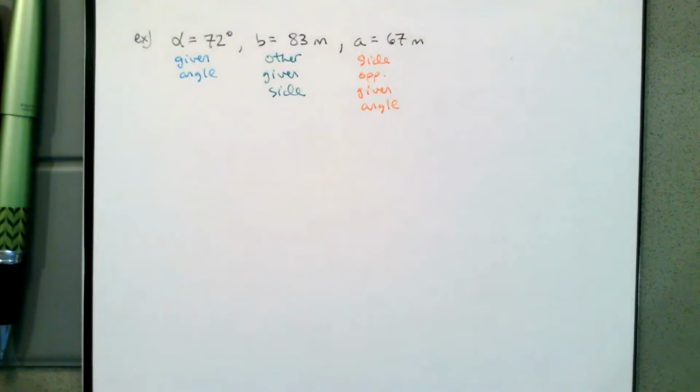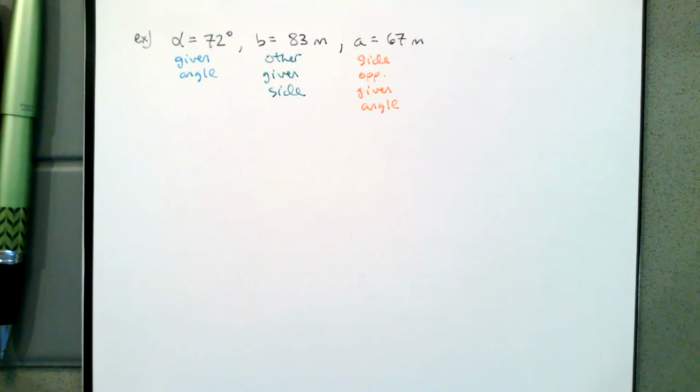How's everybody? Okay, I haven't stopped and checked in for a while. All right. So remember, whatever angle we're given, if we have the side opposite the given angle, then the other side is going to be the other given side.